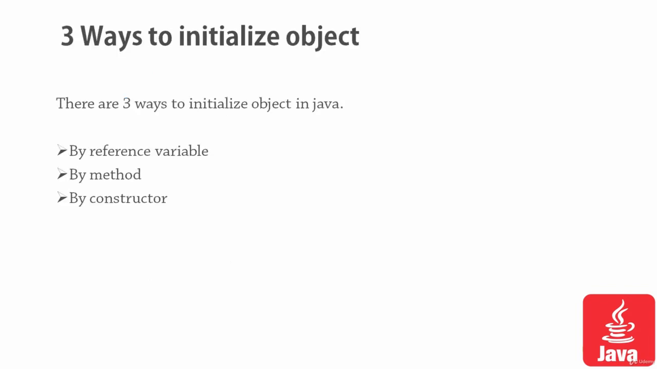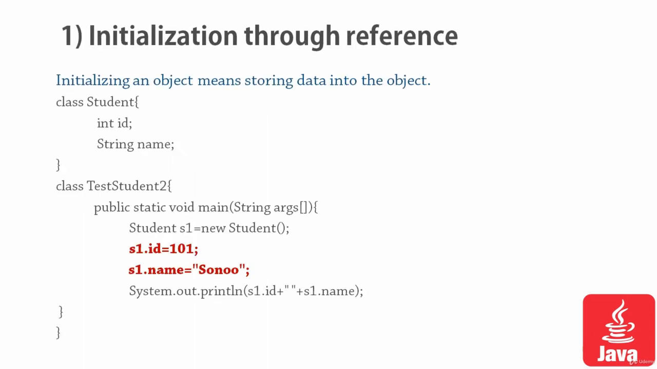There are generally three ways to initialize an object. We have created an object and now we want to initialize or assign values to different variables using the object of the class. We can use a reference variable, we can use a method, or we can use a constructor. We can assign values based on these three mechanisms.